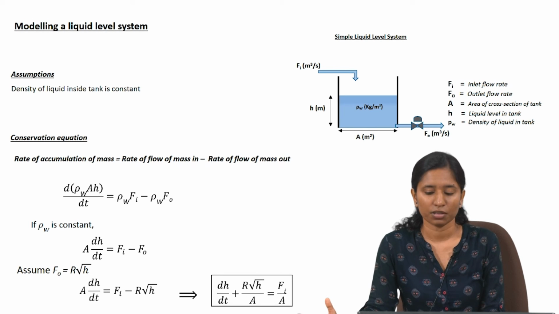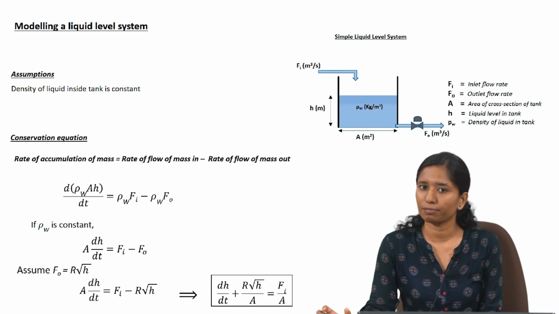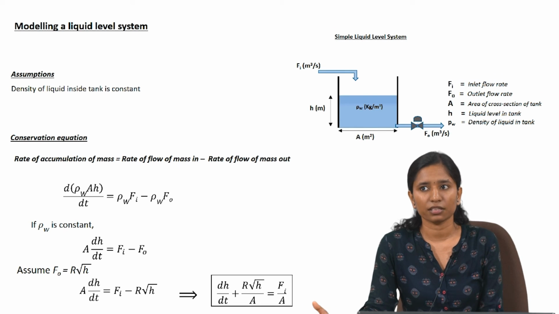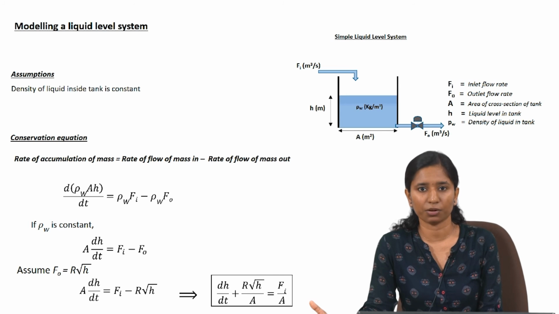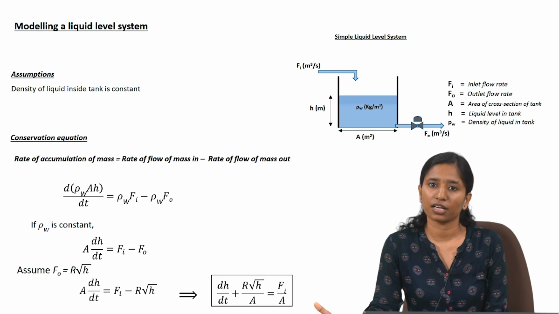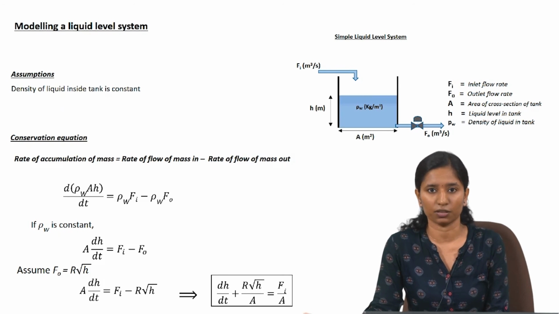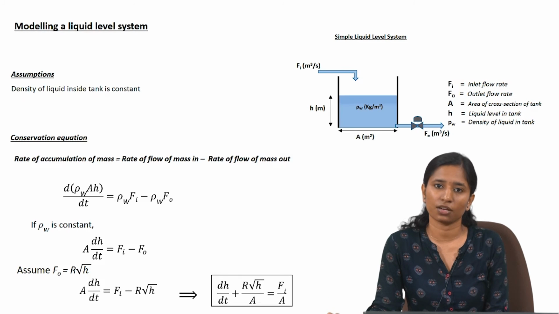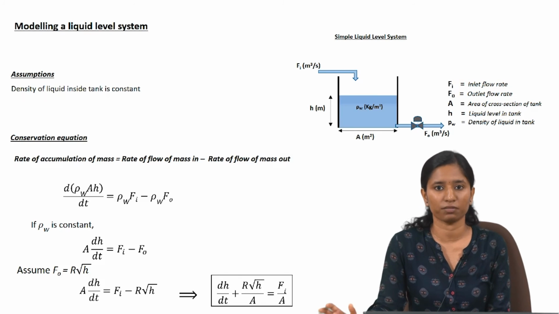In this system, we will develop a mathematical model. And how to develop a mathematical model? The physical and chemical phenomena within a process are governed by a set of conservation laws, and it is using these laws that we will develop a model of the system.